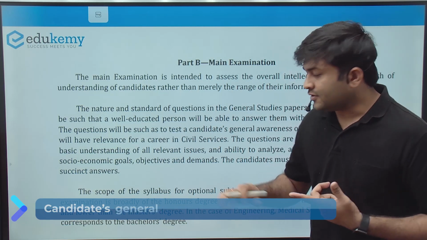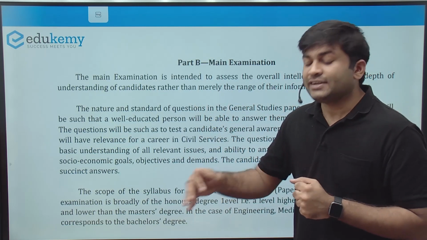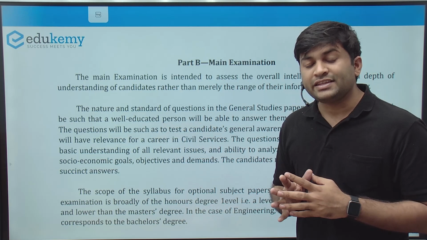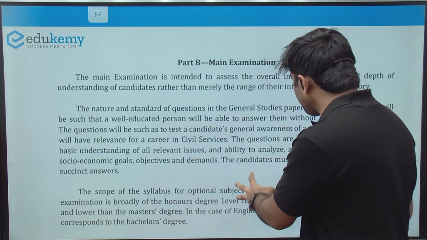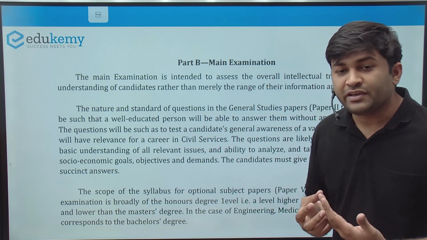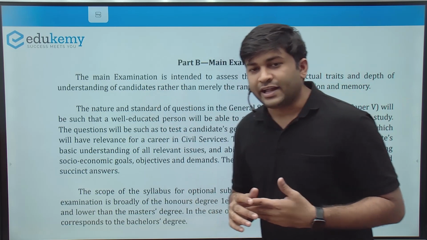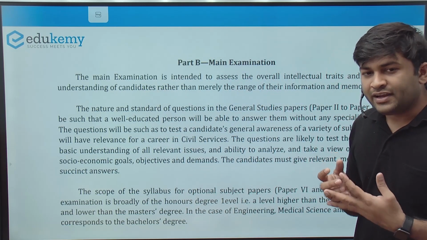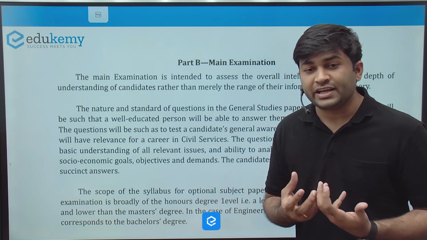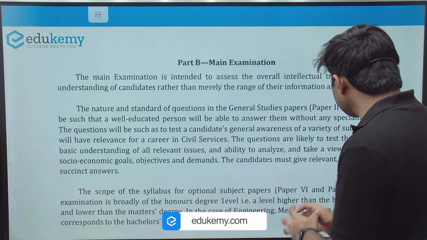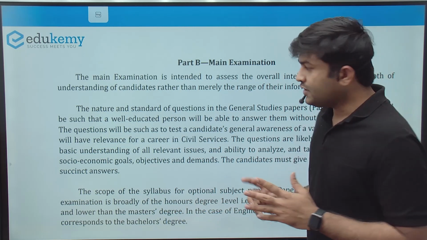So what the examination intention is, that is totally mentioned in the UPSC notification, right? The scope of the syllabus of optional papers is also given, that it will be higher than the honors degree level 1, that is the bachelor's degree, right, and lower than the master's degree. But in terms of engineering, medical science, law, the level will be corresponding to their bachelor's level.